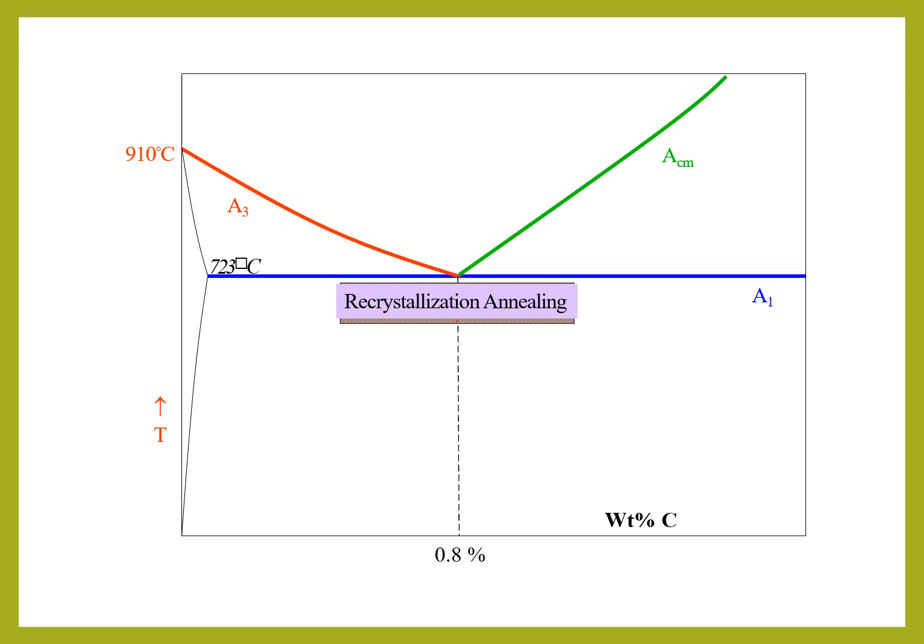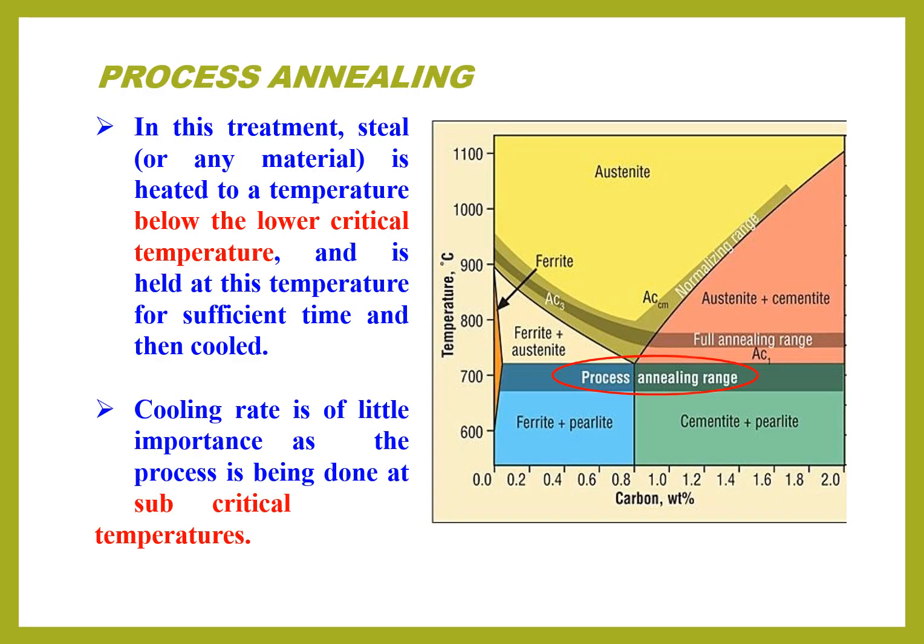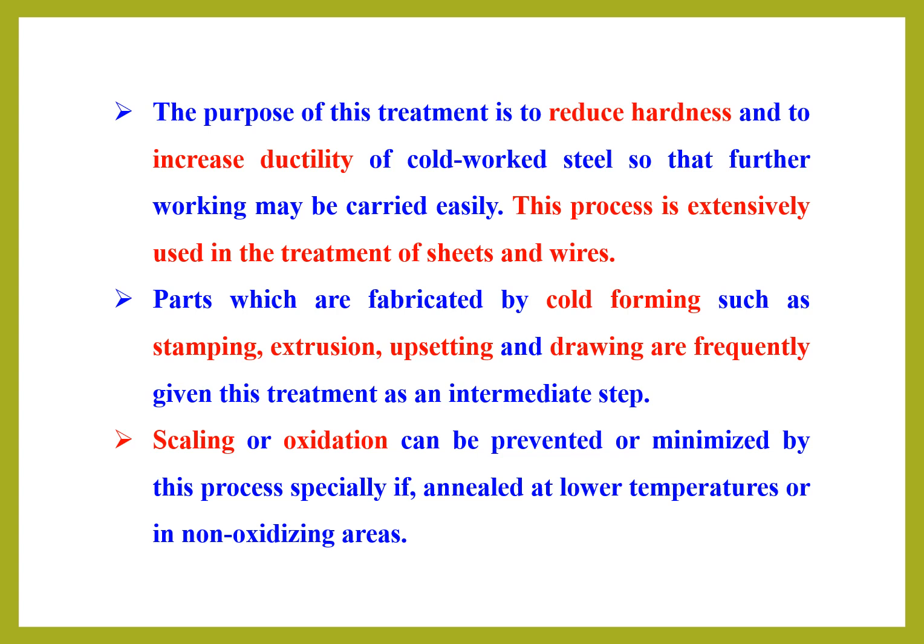So the next one is process annealing. This is called process annealing. It is the same as full annealing, but here the cooling rate is below the lower critical temperature. Why do we do this? It will increase the ductility. Where is it used? For sheets and wires. For sheet metal processes we can use process annealing.